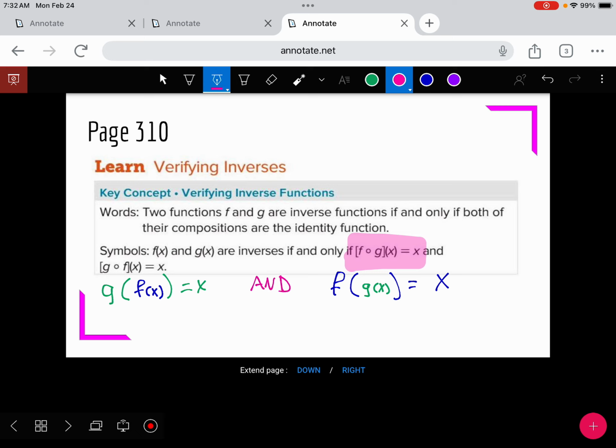So we're going to do f of g of x, where I substitute g of x into my f of x, and we're going to do g of f of x. They both have to equal x. Just x and only x. Not 1/2 x, not negative x, not x plus 2, not 7x minus 4. X, just the x and only the x.